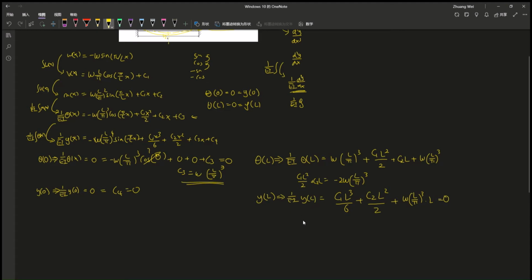Now it would be C1 L to the power of 2 over 6 plus C2 L to the power of 1 over 2 equals negative W over pi to the power of 3. Okay, now the units are going to work out. Perfect. We want that. And we can just write one in terms of the other and substitute.